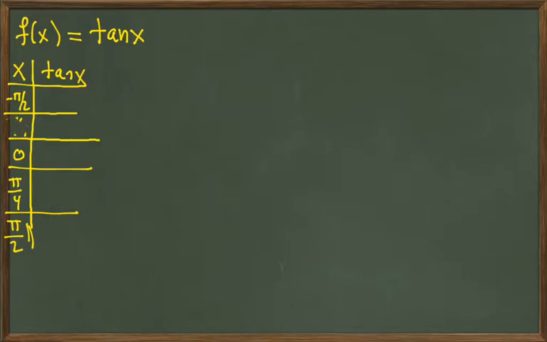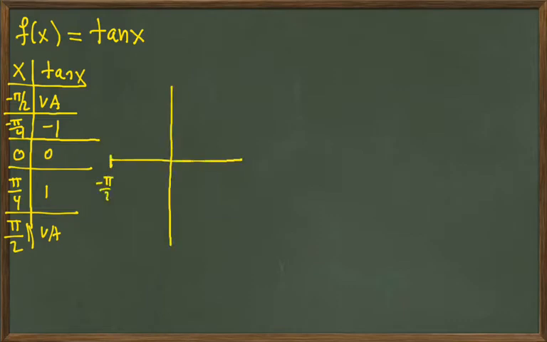Let me erase this. This is pretty messy. I'll rewrite that. Negative pi over 4. Okay. All right. So at negative pi over 2, it's going to be undefined. That's a vertical asymptote on the tangent. And then we have negative 1, 0, 1, and then a vertical asymptote at pi over 2. So we'll go ahead and use that information to do a rough sketch of the tangent graph.